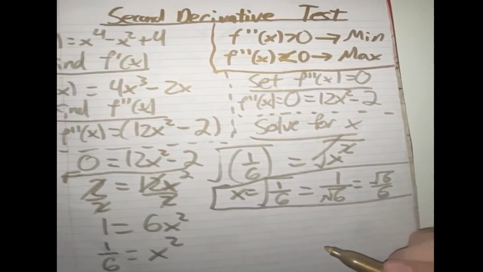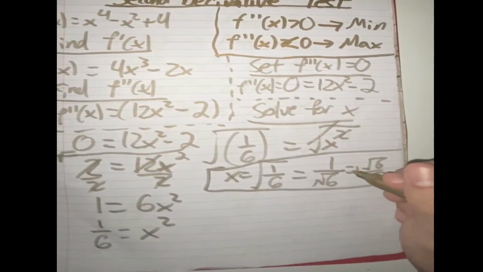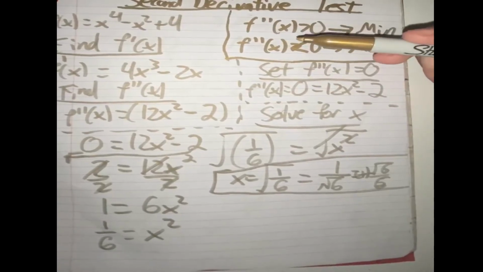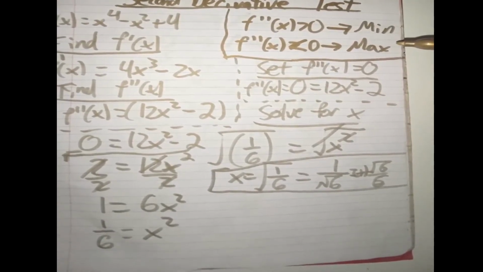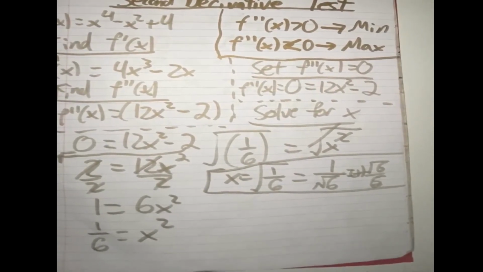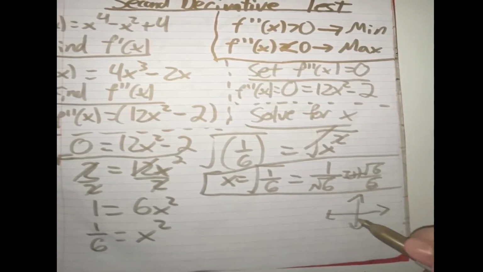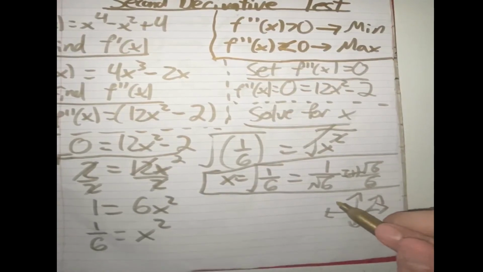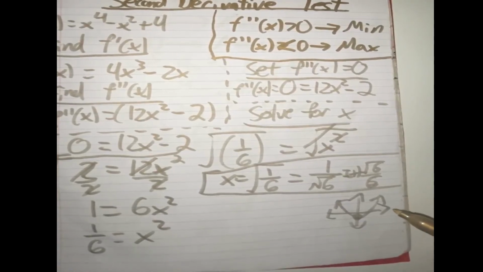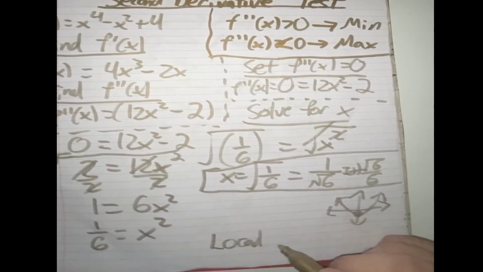So what does this mean? Do we have a max or do we have a min? Well, since f double prime of x is greater than 0, a positive number, we actually have a minimum. Basically what this means is that the graph looks something like this, where it's concave up, because you have a minimum point. So it means that the graph must be going up. So we have what's called a local min.